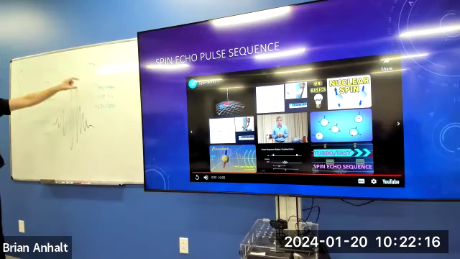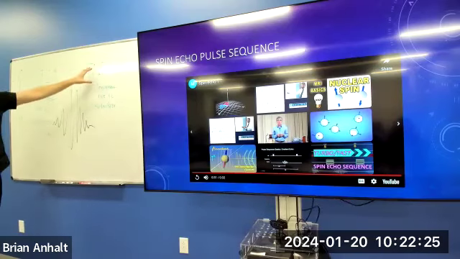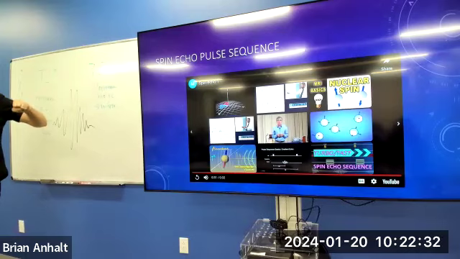This is a good thing for us though, because the longer we wait before we refocus, the more true T2 interactions are going to happen, and the less in phase that transverse magnetization is going to be. Some tissues hold on to it for longer than others. That's where we get our contrast. Don't worry if you're not completely understanding that yet.